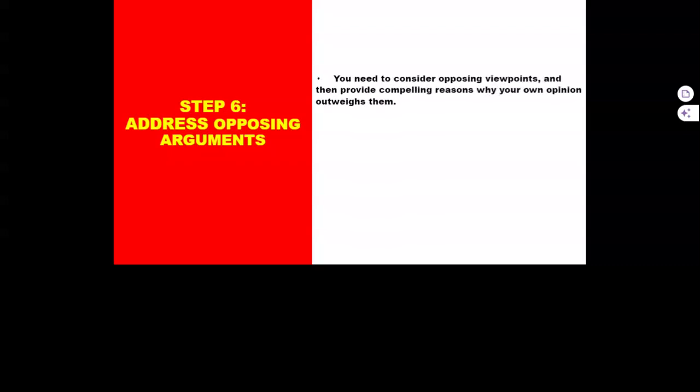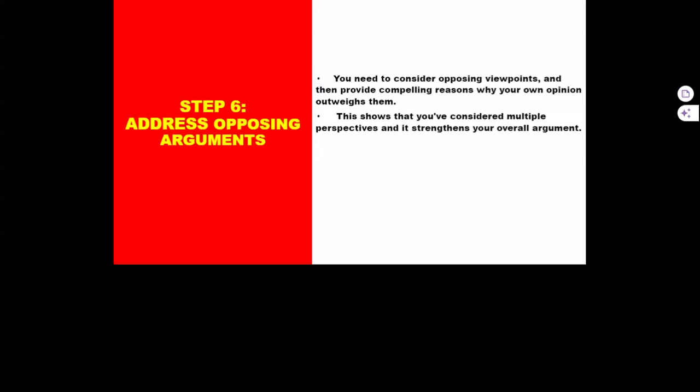Now, step number 6, address opposing arguments, or what we can call counter arguments. As I earlier mentioned, there are two sides to every argument or to every debate: the supporting side and the opposing side. Okay, so when you present your arguments, you have to consider some viewpoints that are on the opposing side. You need to raise such opposing arguments, and then you demolish them. You need to consider opposing viewpoints, just as I have mentioned, and then provide compelling reasons why your own opinion outweighs them. Okay?